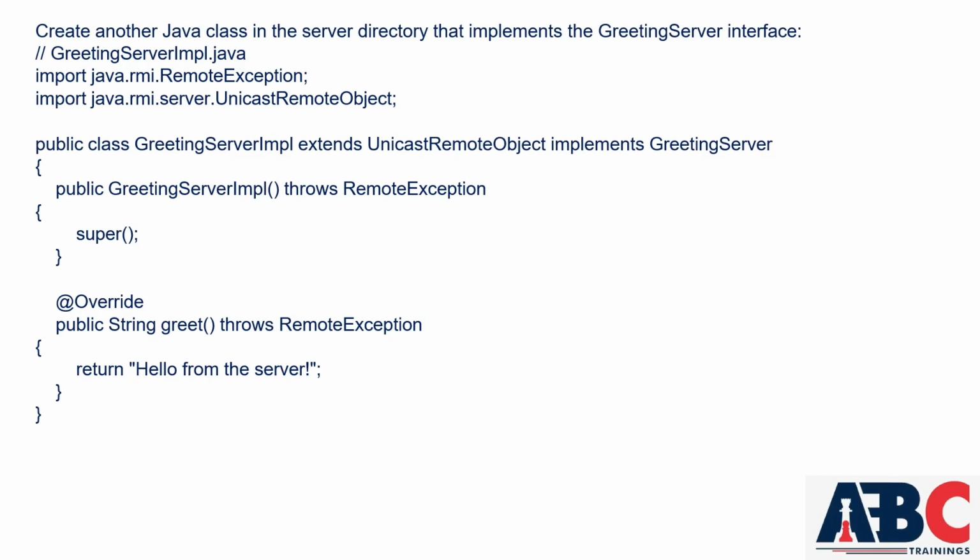Next, we create GettingServerImpl.java. In this file we import RemoteException and UnicastRemoteObject. In this class, we extend UnicastRemoteObject and implement GettingServer. So we add the super method. Next we override the greet method. In the overridden greet method, we return "Hello from the server".